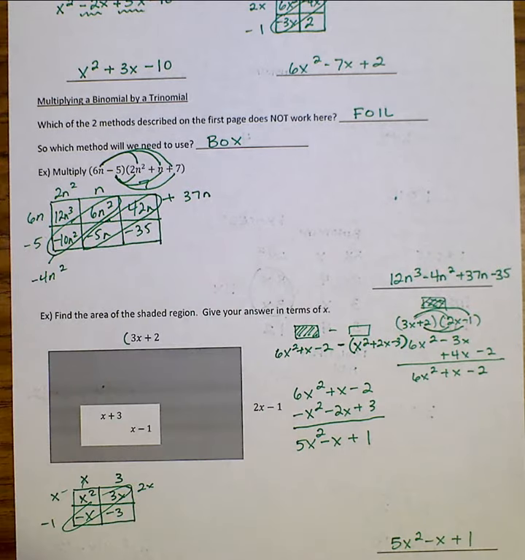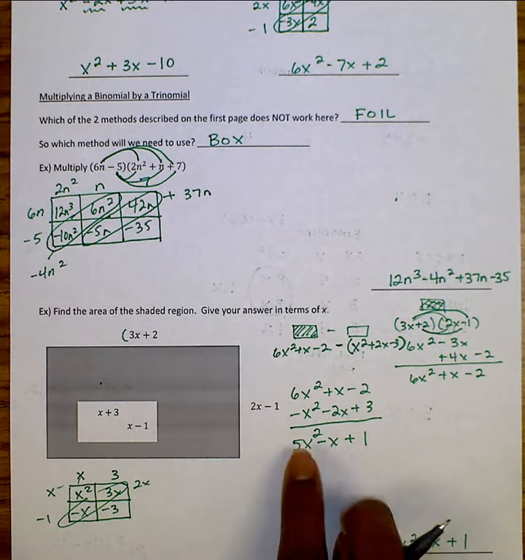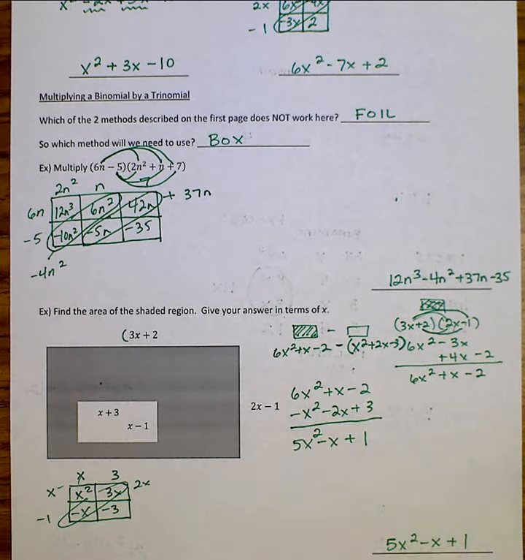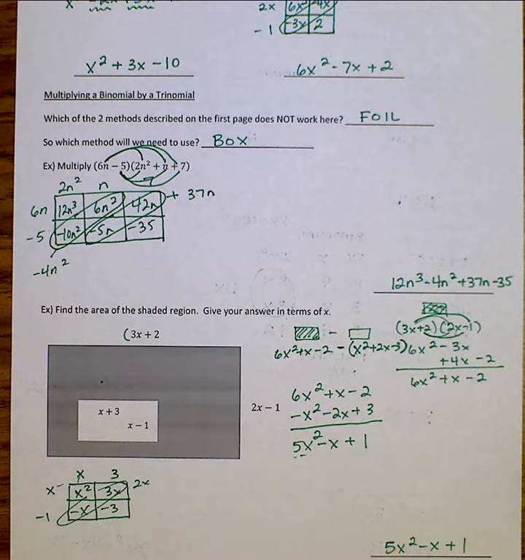Again, once we get down to this point, like terms are terms that have the same variable to the same exponent. These two would not be like terms because they both have x, but this one has x squared and this one does not. Okay?